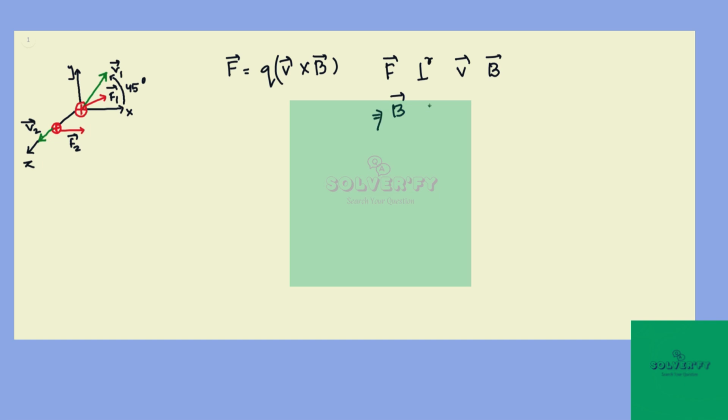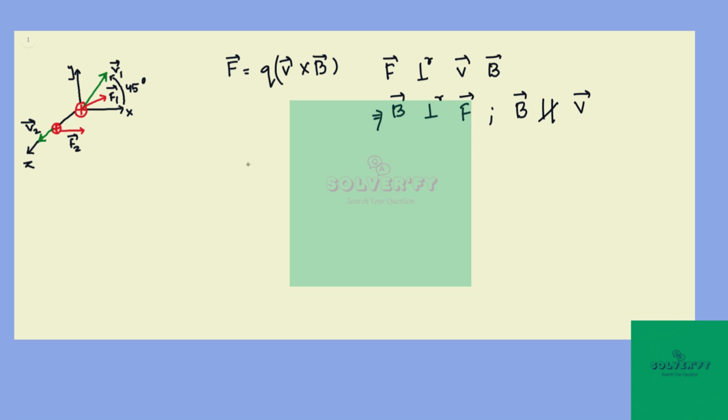The magnetic field is perpendicular to the force vector, and the magnetic field cannot be parallel to the velocity vector, otherwise the force will be zero. But we have a non-zero force over here, so the magnetic field cannot be parallel with the velocity vector.